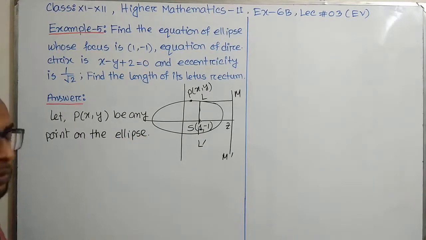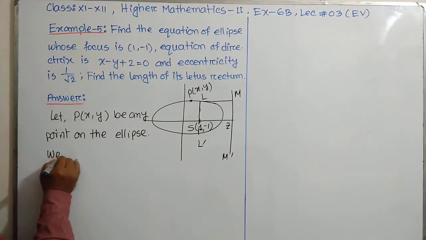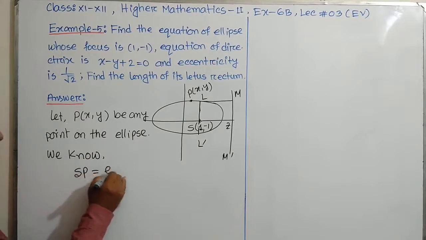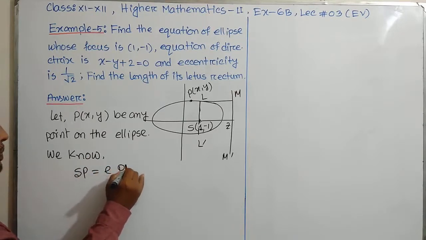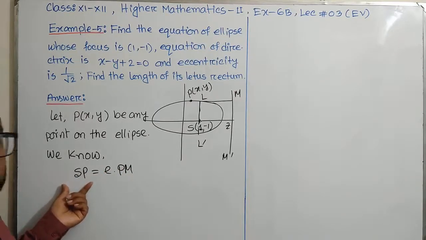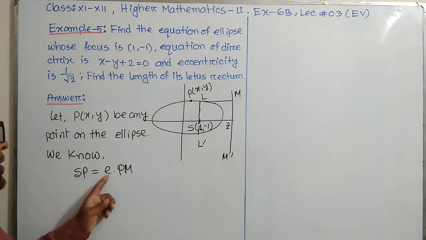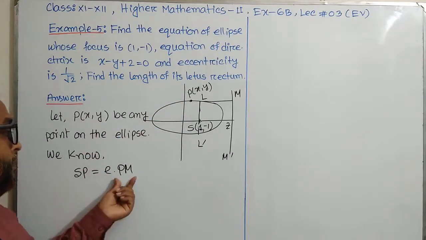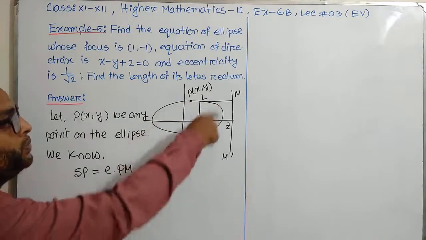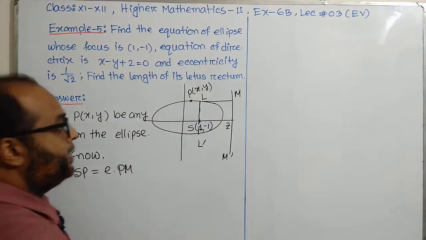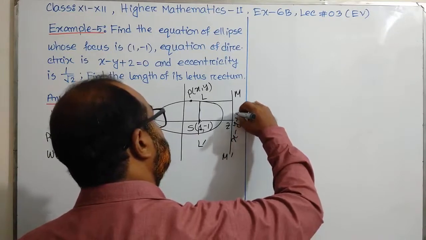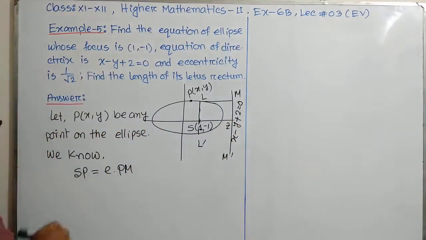For conic section, we know SP equal E into PM. Here SP is the distance between focus and the point P and E is the eccentricity and PM is the perpendicular distance from P(x, y) to the directrix. Here directrix is x - y + 2 = 0.